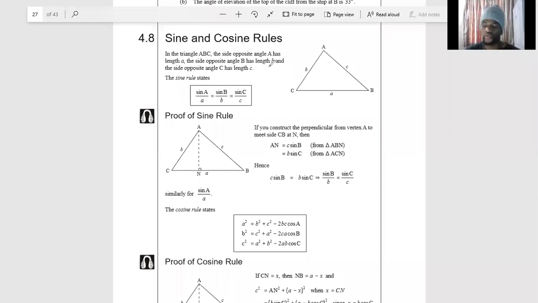So the sine and cosine rules. I'm sure you've noticed that since we started with trigonometry, we've been busy with the right angled triangle. We can still apply the trigonometry concept on other triangles that are not right angled, but they have different rules altogether, right? We cannot apply the theorem of Pythagoras on a triangle that is not right angled. So we have to come up with new theorems, new rules. That is where we have the sine and cosine rule. There's no tangent rule, just sine and cosine rule, right?